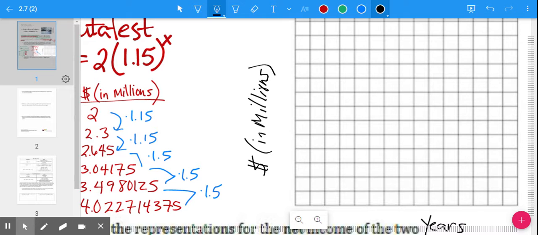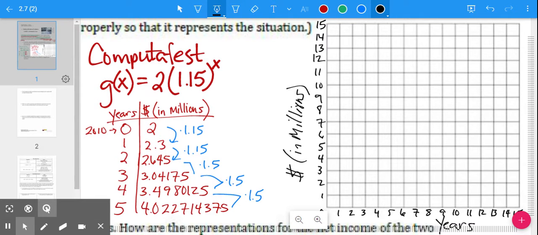And then you have to put your scale on it. So once you have your scale done on your graph, I'm going by ones in both directions, we can go ahead and plot what we know.